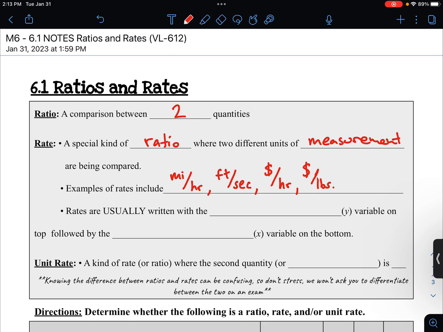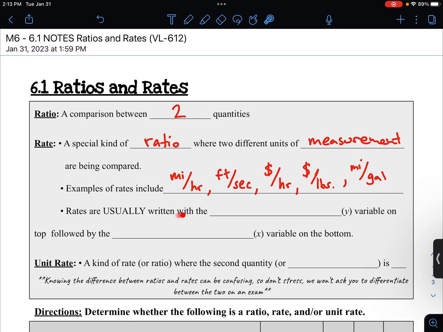Dollars per pound. Now, where might you see dollars per pound? They might sell fruit or vegetables or meat at the grocery store for dollars per pound. You can have how many miles you can go on a gallon of gas. Those are examples of different kinds of rates. They measure with two different kinds of units that measure two different kinds of things.